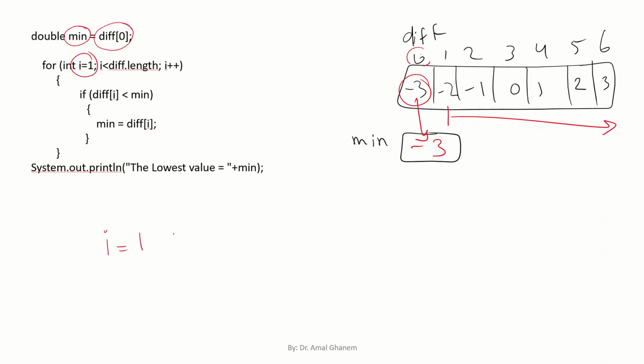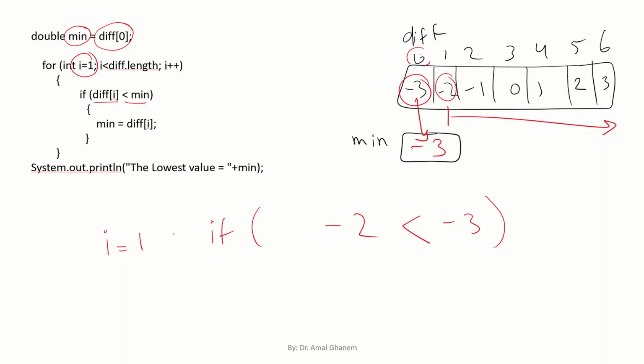Let's have an if condition. The if condition here will say if difference of I less than minimum. The value of I currently is 1, so it's more like I'm saying go and check if the array at location 1 is less than the minimum, and minimum currently is minus 3. Difference at location 1 holds minus 2, so we are having an if statement. It says minus 2, is it less than minus 3?